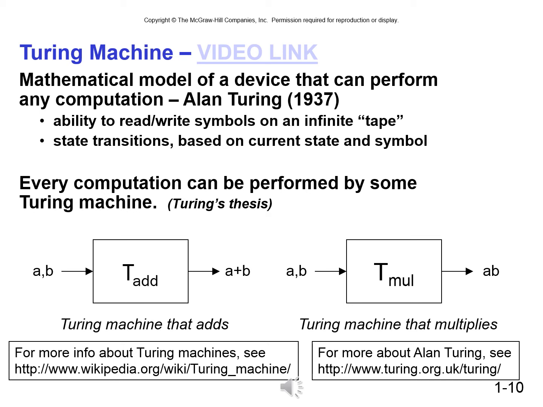so he wrote this paper stating that given a mathematical model of a device that can perform any computation, and that model, if you read the paper, white paper, and there's a video link right there, it's uncanny how accurate this paper was in describing modern day computers. And the paper was written in 1937. So it describes a device with the ability to read and write symbols on an infinite tape.